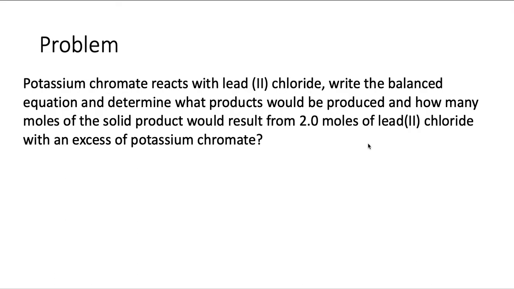The products, we basically swap. It's a double displacement reaction. Potassium will combine with chloride. This is a plus 1, this is a minus 1, so this just forms KCl. And lead is a 2 plus, chromate is a 2 minus, so this will also form a 1-to-1 compound, so lead chromate.